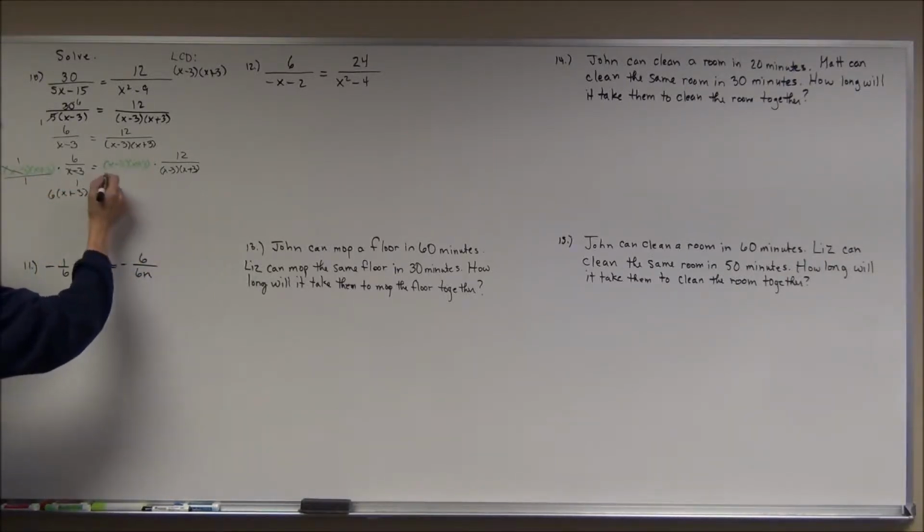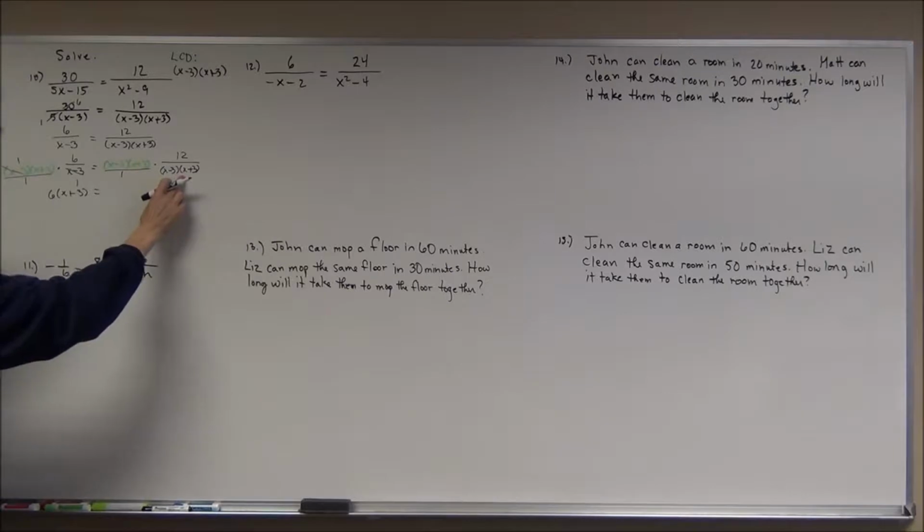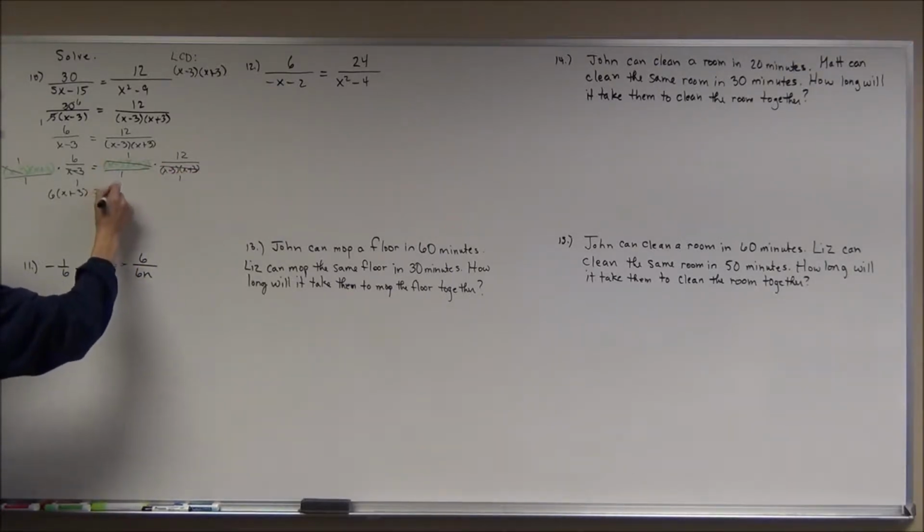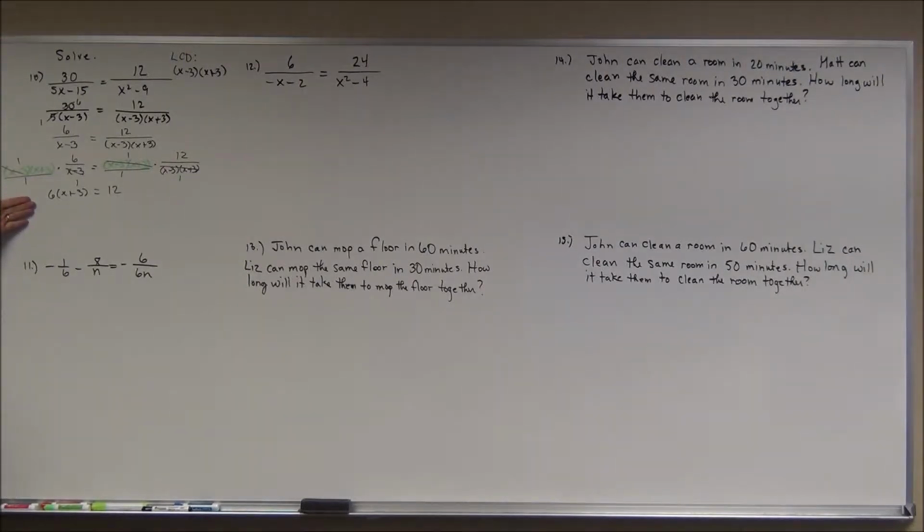Over on the right side, it's even nicer because everything in this, in green here, the LCD, cancels out with this denominator because it's the LCD. So all of this cancels with all of this, and I just get 12. Well, look how much simpler this equation is. If you cross multiply, you're going to have x squareds. It's going to be a mess. You're going to be trying to factor. You're going to be probably getting an extraneous solution.